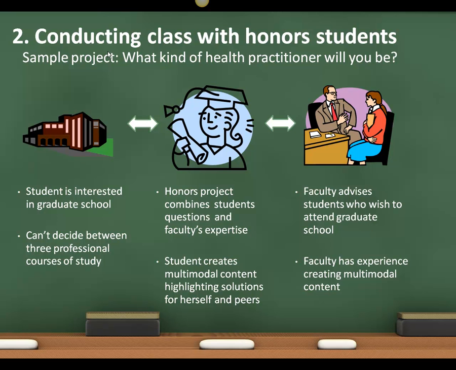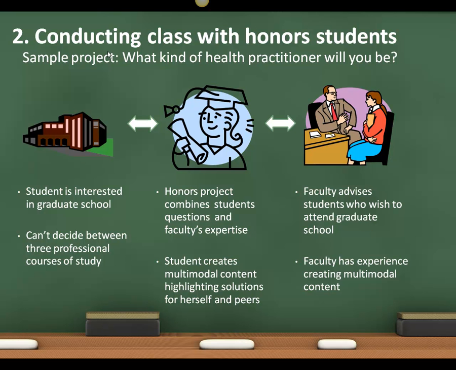So the sample project one of my students is working on, and I'm just giving the generality, I'm not going to tell you who the person is, is: what kind of health practitioner do they want to be? And this makes sense. A student is coming into college for the first time, has an interest in grad school, not quite sure what professional course of study to go in. And looking to the far right, well, as a faculty member, I advise students who want to attend pharmacy school, so I understand graduate school, but I understand a lot of professional schools. And then I also have experience creating multimodal content, which is a fancy way of saying YouTube videos. So how can we bring these things together?